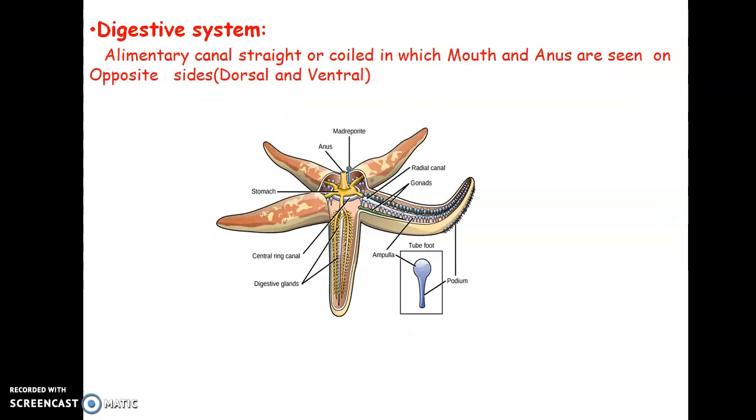Then comes the digestive system. As far as the digestive system is concerned, you know that the digestive system mainly consists of the alimentary canal and its associated glands. And this alimentary canal is straight or coiled, in which the mouth and anus are seen on two opposite sides. Okay, if you consider the starfish, here you can see that the anus is located on the dorsal side while the mouth is located just below, that is on the ventral side. So these two structures are generally found on the dorsal as well as ventral surface respectively.